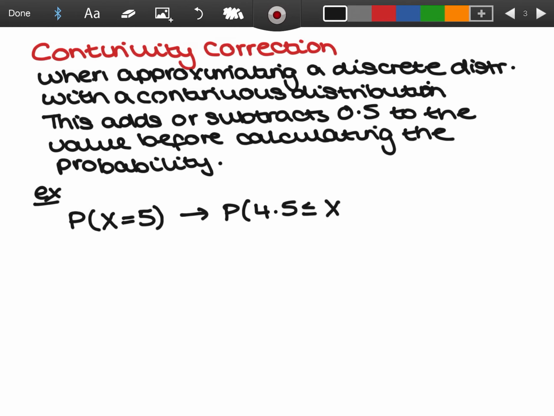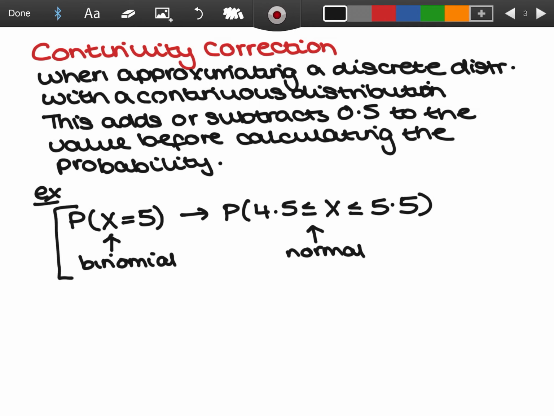So what we actually do in this case is we say that x must be between these two values. So this thing here is in binomial, and this thing here is in normal distribution. So I am approximating something that is in my discrete distribution with something that is in my continuous distribution.